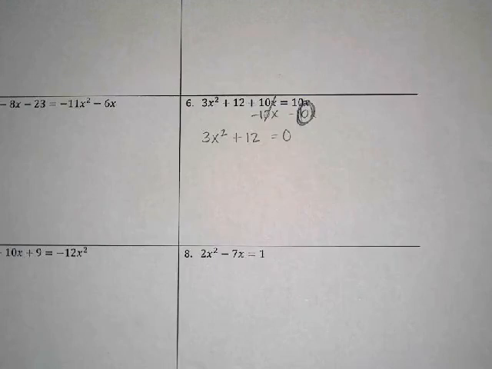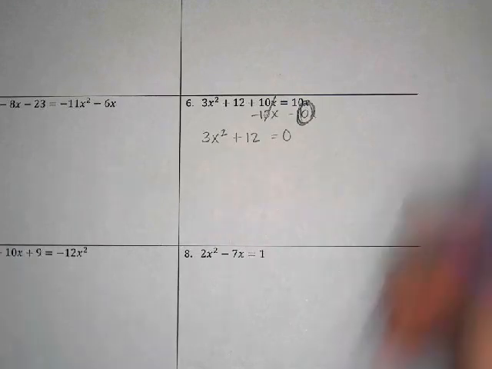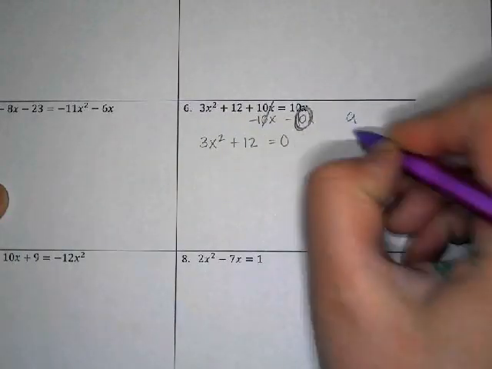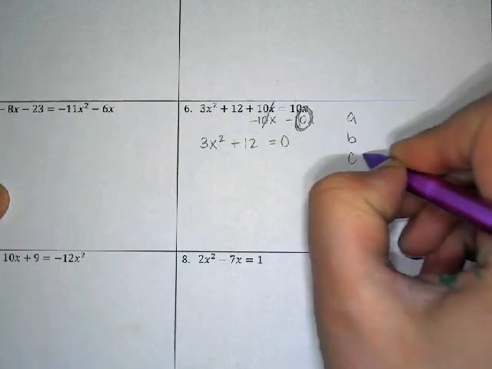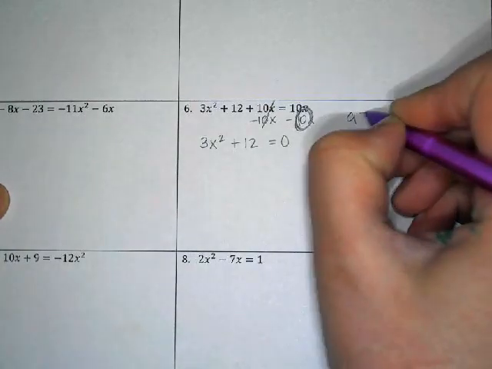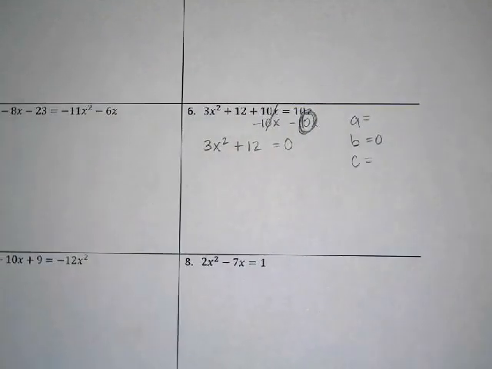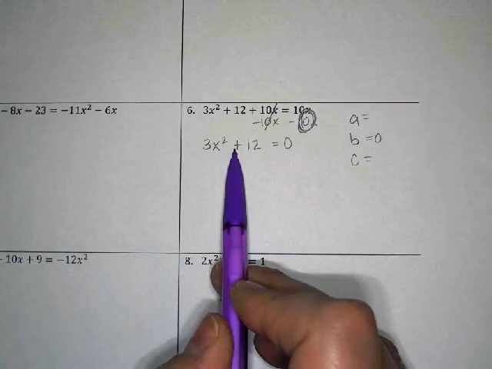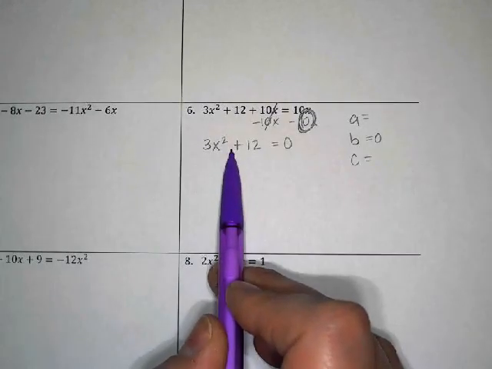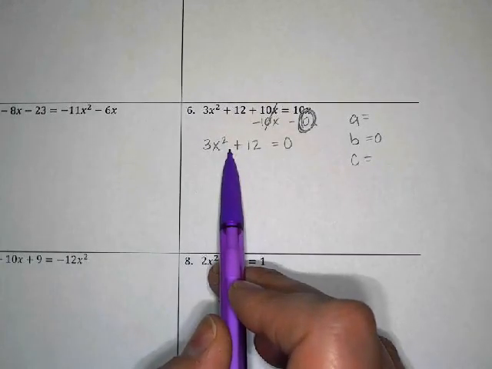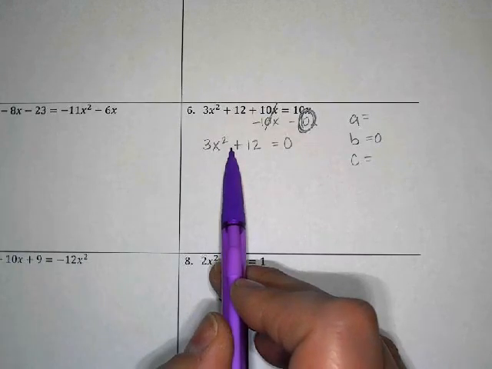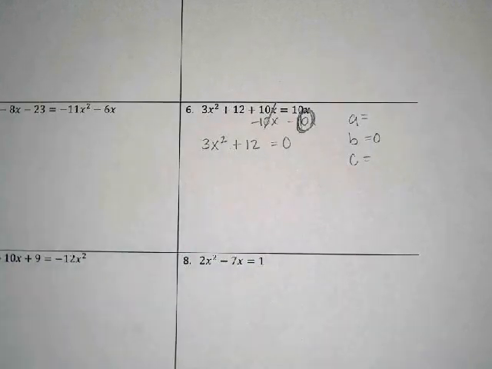Okay, so if the b value is missing, can you tell what number we would use for b if it's just not there? Not 1. 1 would actually show up. We would put a 0. 0 is the number that wouldn't even show up. So if we don't even have that x there, we could say 0x. 0x is what you could have written that doesn't even have to be showing up in the equation. Okay, so what's our a value? 3. What's our c value? 12.